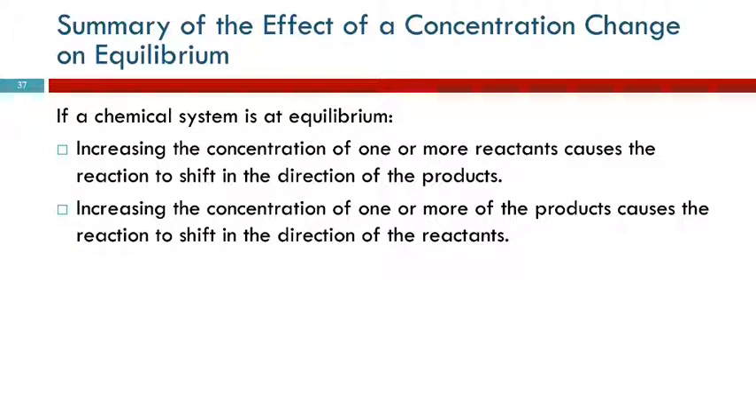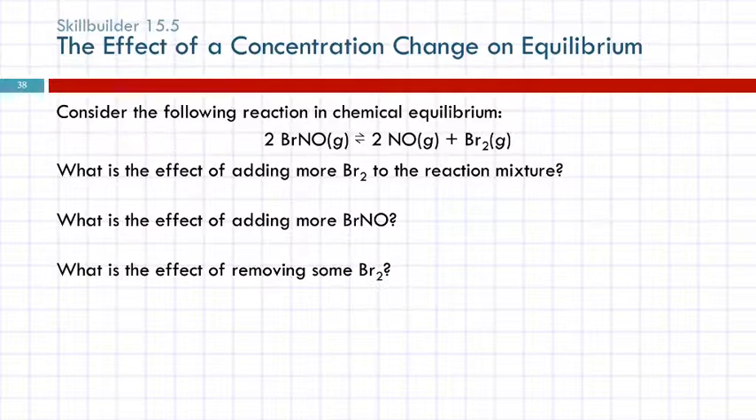So to summarize the concentration change, if we increase the concentration of one reactant, the reaction shifts to reduce that. If we increase a product, it causes it to shift to the reactants. If we increase the reactant, it causes it to shift to the products.